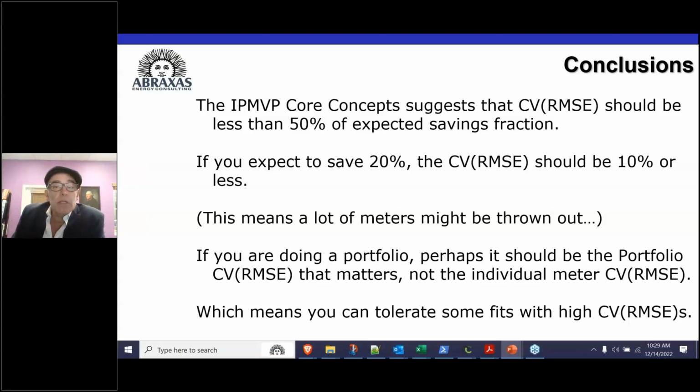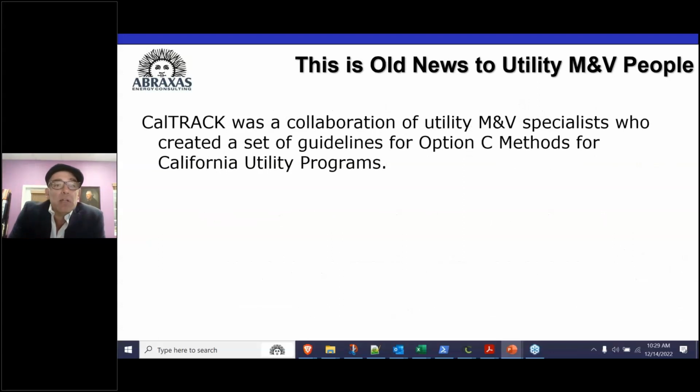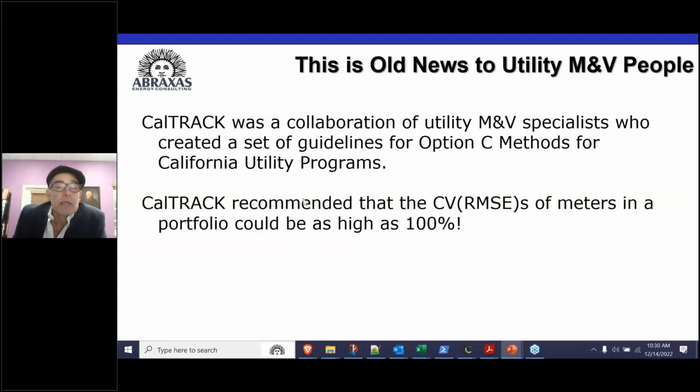Okay, here. So this is about Caltrac, the organization. I don't think they meet anymore, but they were a group of professionals, M&V specialists, and they were smart. I think a lot of them were PhDs, and they created a set of guidelines for option C methods for California utility programs. And their documentation's online, and it's good stuff, actually. They recommended that the CVRMSE of meters in a portfolio could be as high as 100%. So that's really high.